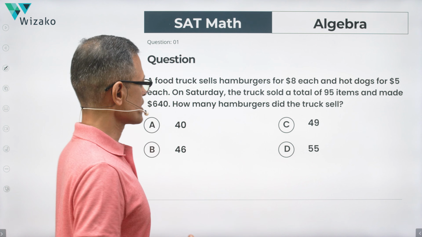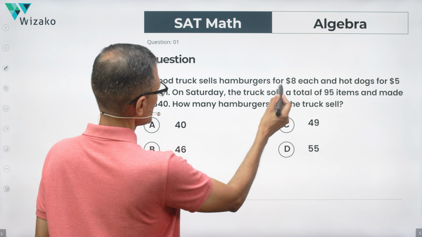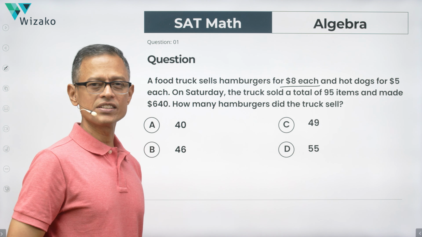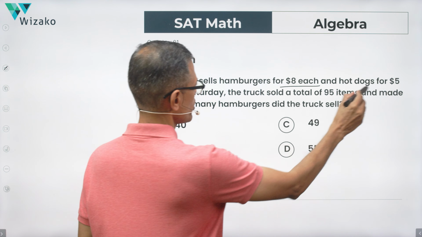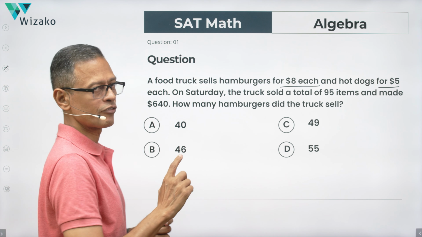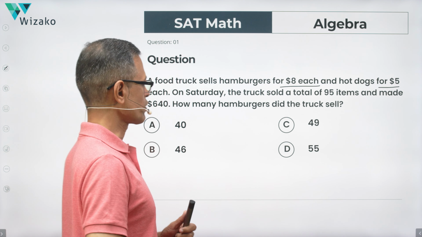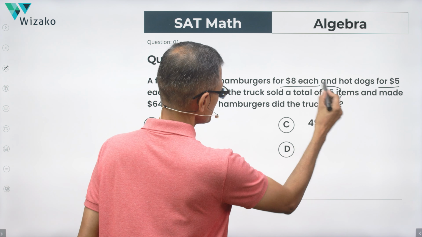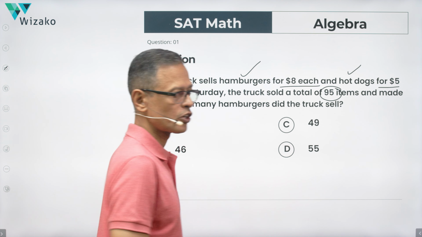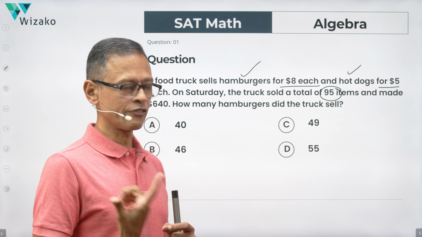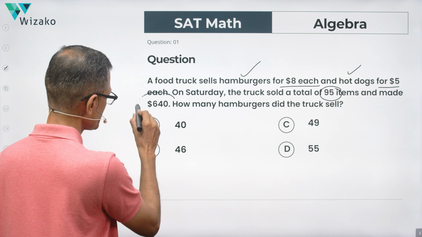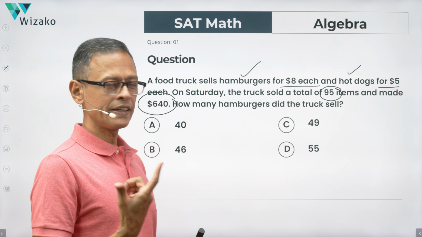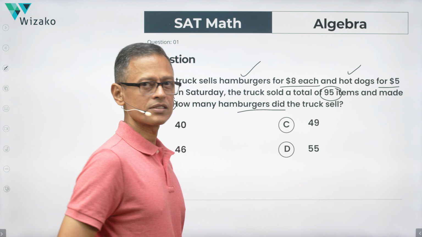Let's get started with this question. A food truck sells hamburgers for $8 each and hot dogs for $5 each. So each hamburger it's selling for $8 and each hot dog for $5. On Saturday, the truck sold a total of 95 items. Hamburgers plus hot dogs taken together, they've sold 95 items and made $640 in the process. What we need to find out is the number of hamburgers they sold.